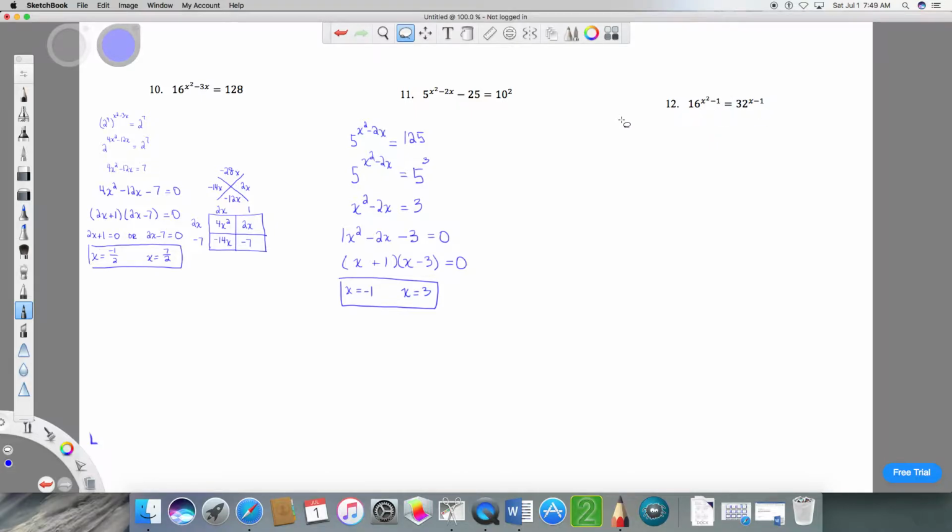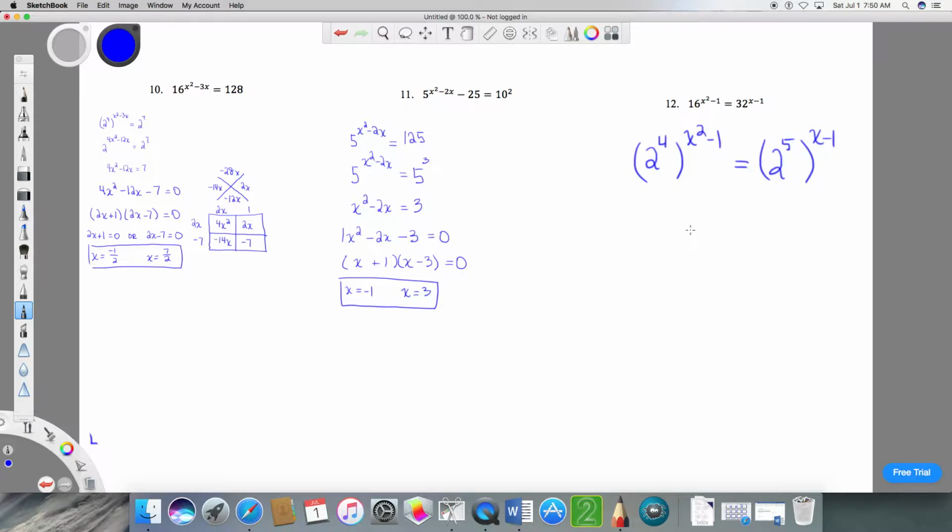With 16 and 32, we have to try to make a decision of what base we want to rewrite these with. Well, sometimes with 16, you can use a base of 4, or you can use a base of 2. But when I look at 32, I can't write that with the base of 4, but I can write it with the base of 2. So that's what I'm going to try, to rewrite these with the base of 2. So this 16 can be rewritten as 2 to the 4th power. And this 32 can be rewritten as 2 to the 5th power.